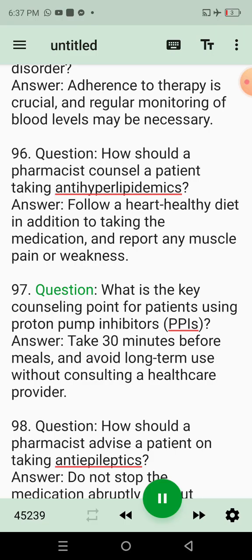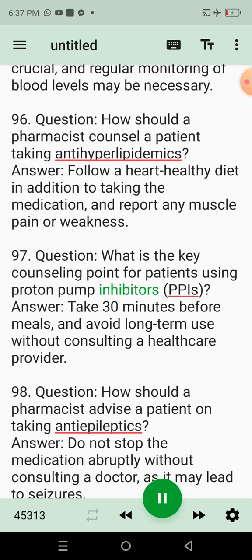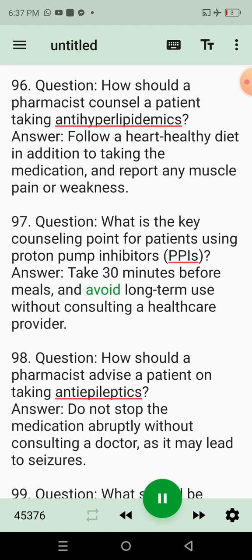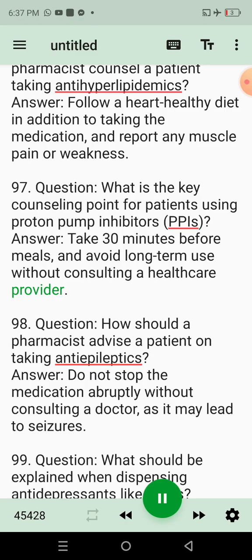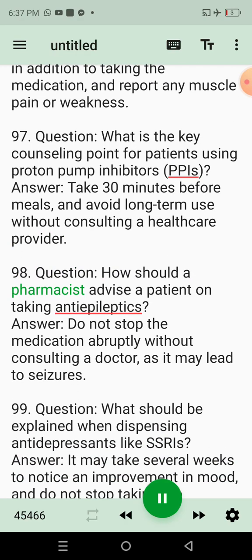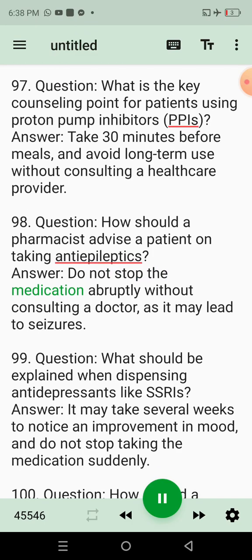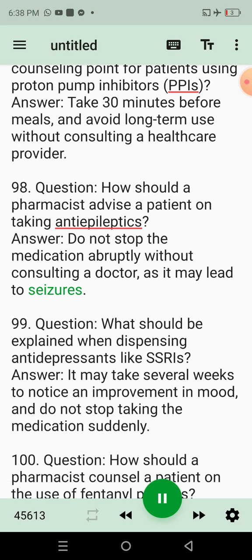97. Question. What is the key counseling point for patients using proton pump inhibitors (PPIs)? Answer. Take 30 minutes before meals, and avoid long-term use without consulting a healthcare provider. 98. Question. How should a pharmacist advise a patient on taking anti-epileptics? Answer. Do not stop the medication abruptly without consulting a doctor, as it may lead to seizures.